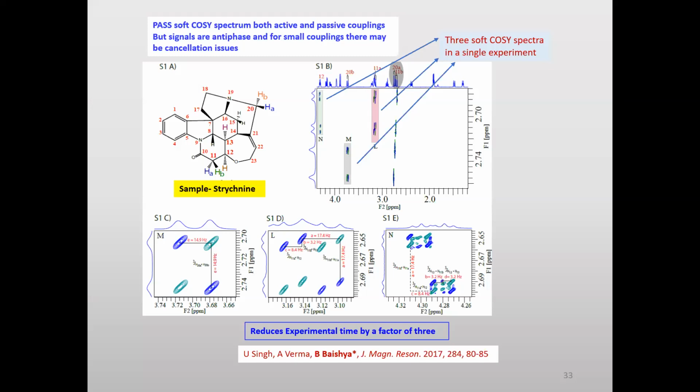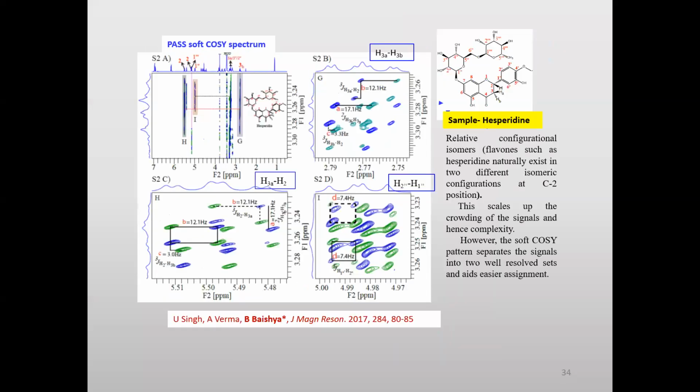One important point to note here is that the lines are antiphase, and therefore if there are very small couplings, there may be cancellation of the signals, and that is a drawback of PASTA soft COSY kind of spectrum. Okay, next. This is another example on a sample of hesperidin. We could very nicely simplify the soft COSY multiplets, soft COSY cross peaks, and the two relative configurational isomers of hesperidin could be well resolved using this PASTA soft COSY spectrum.